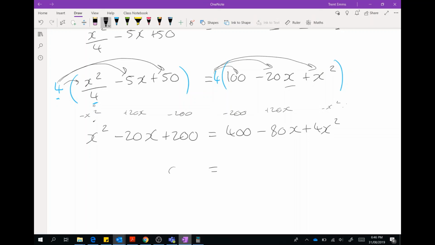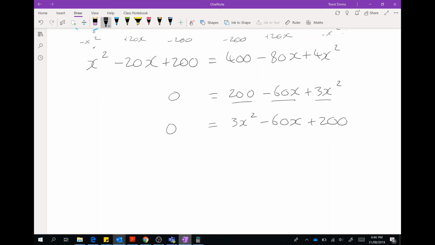This whole side will go to 0. This here, 400 minus 200, will leave me with 200. 20x minus 80x will give me negative 60x, and negative x squared plus 4x squared will give me positive 3x squared. And I'm just going to write it in the form of x squared, x and then the constant, so it's going to be 3x squared minus 60x plus 200. That's your A, negative 60 is your B, and C is your 200 when you put it into your quadratic formula.